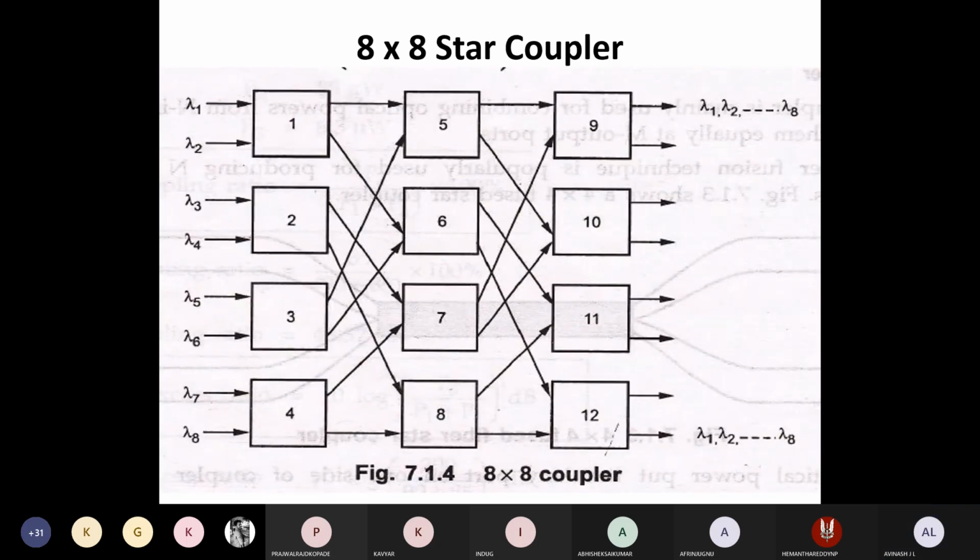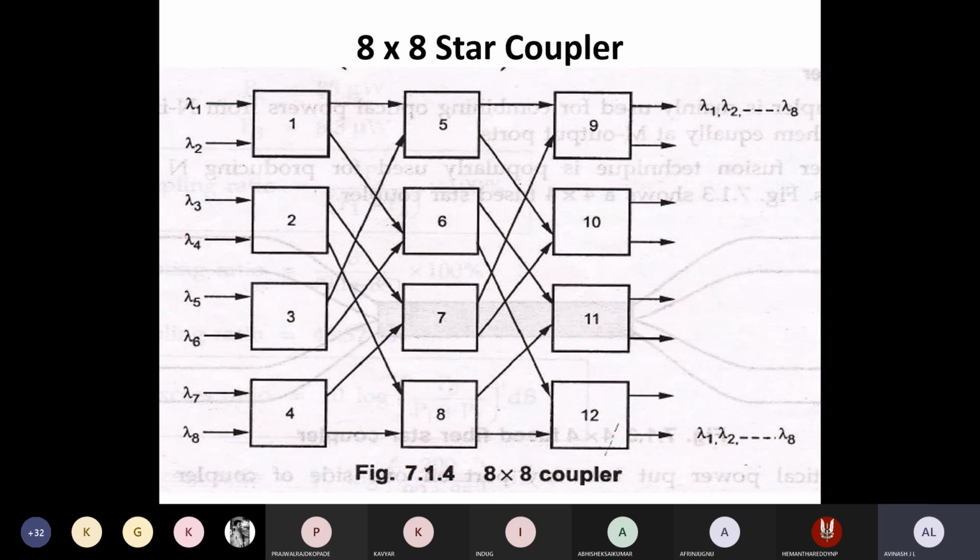Okay. So today we'll start with understanding the 8x8 star coupler. Take this particular diagram. This is asked in previous examinations, a very important question. Here you can see that this 8x8 star coupler is made using the fundamental 2x2 coupler.